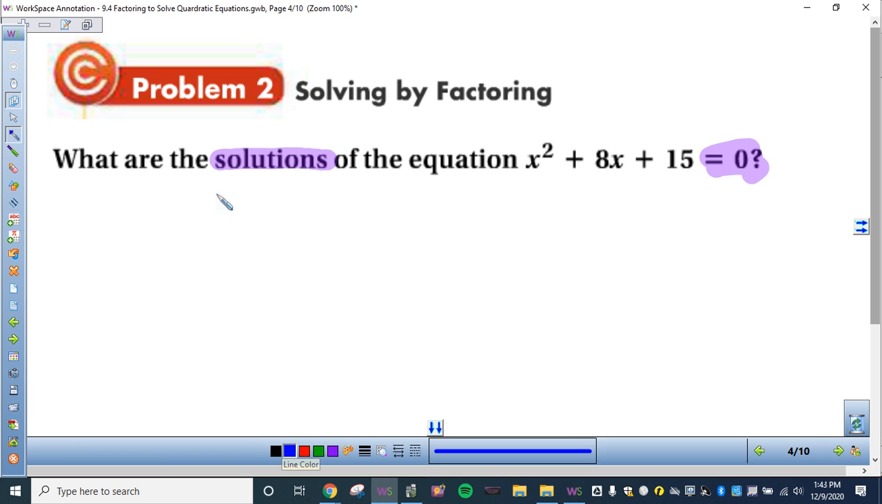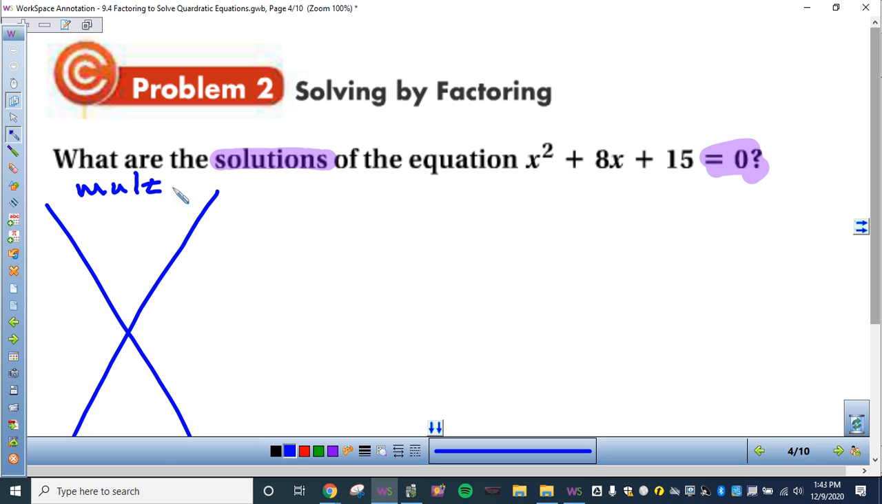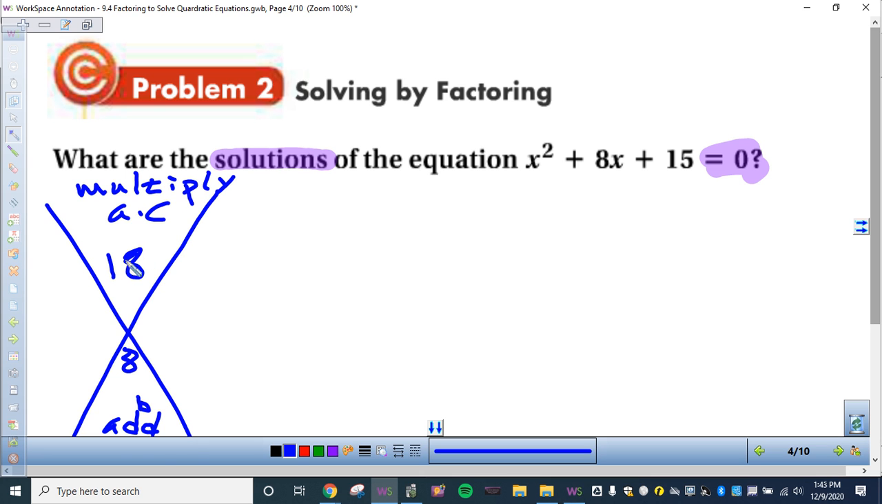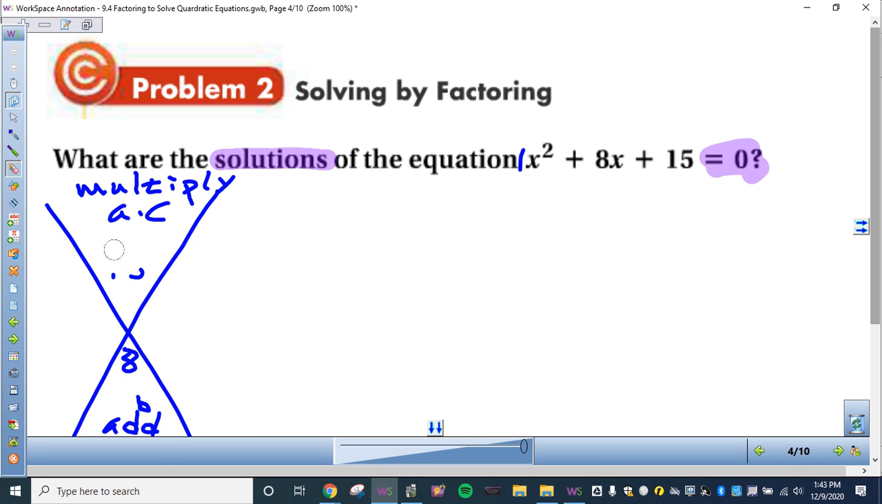So when we factor, it's what multiplies to the top, it's what adds to the bottom, a times c up top, b on the bottom. So the b term is 8, the a term, a times c, a is 1 here, c is 15, 1 times 15 is 15. So what, I wrote 18 though. What factors of 15 add to 8? Many of you already know it's 3 and 5.